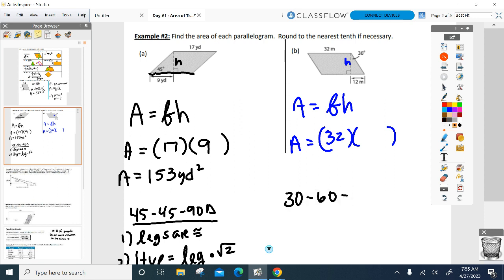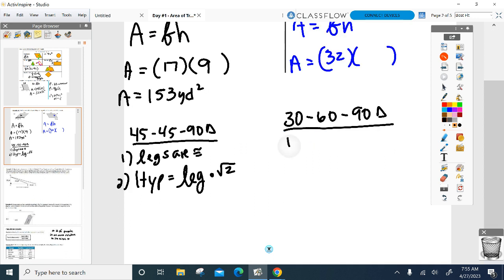30, 60, 90 rules. In a 30, 60, 90, you have a hypotenuse. You have a longer leg, which is across from the 60, right? Biggest side across from biggest angle. So the longer leg's across from 60. And you have a shorter leg, which is across from the 30. Anybody remember how to find the hypotenuse? I'll start it. Shorter leg, doing what? For the hypotenuse. Shorter leg.